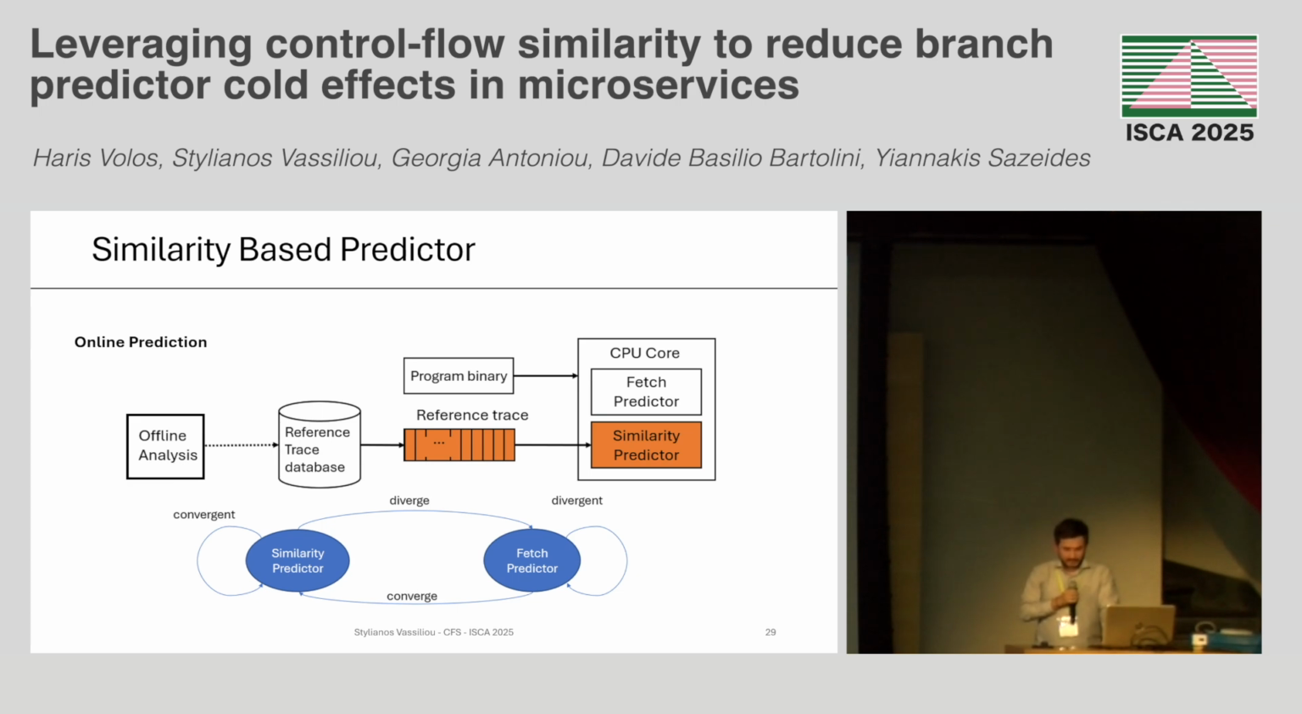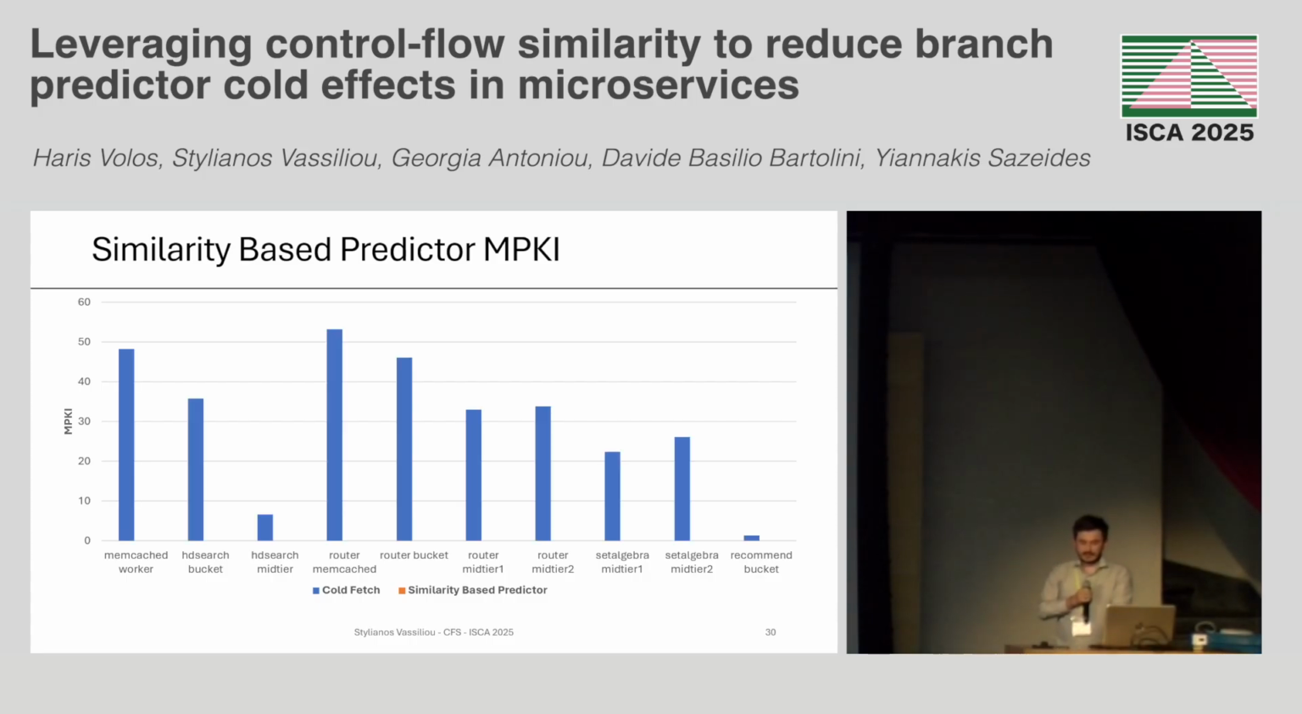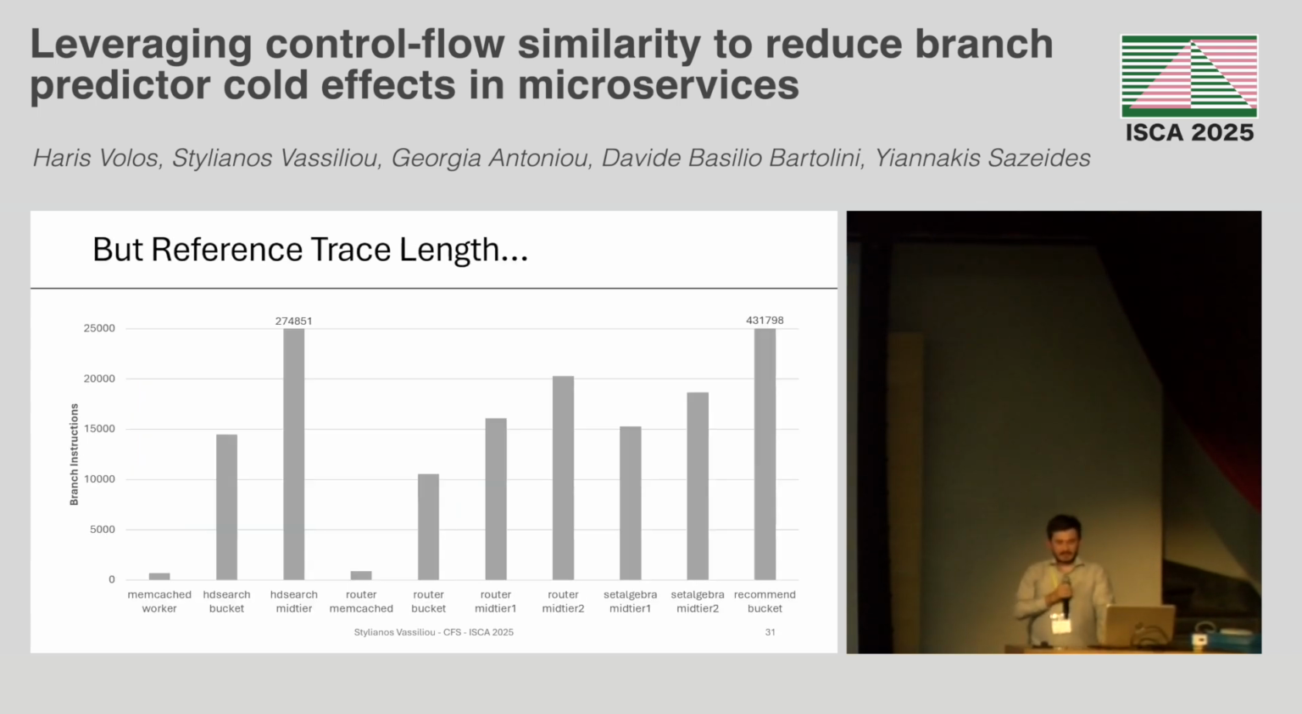To give predictions, the similarity-based predictor uses the selected reference trace with the reconvergence points alongside a baseline fetch predictor. It follows a policy that relies on similarity predictions when traces align using the reference trace and falls back to the baseline predictor upon divergence, handling the branches not covered by the reference trace. When we compared the MPKI between a cold fetch predictor and the similarity-based predictor, we saw that it significantly decreased the MPKI of the cold fetch predictor.